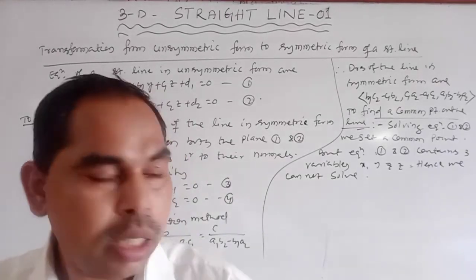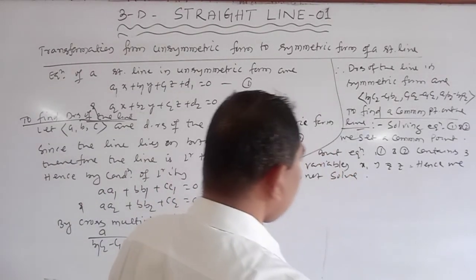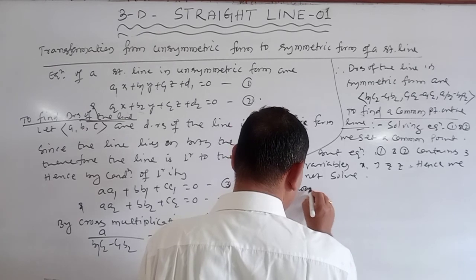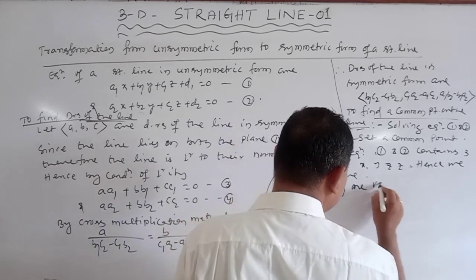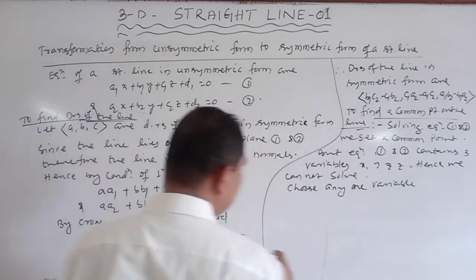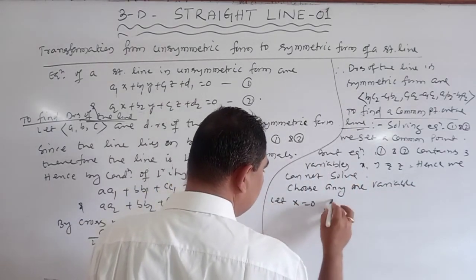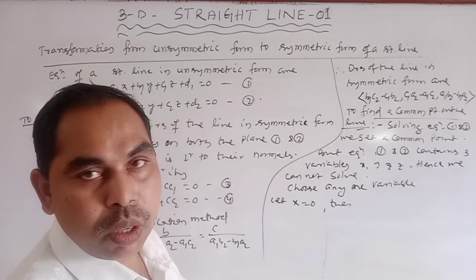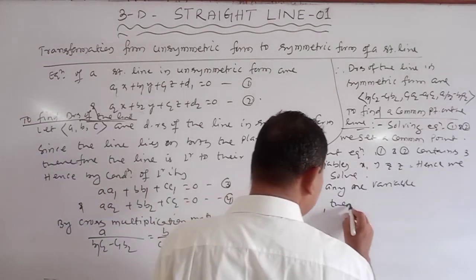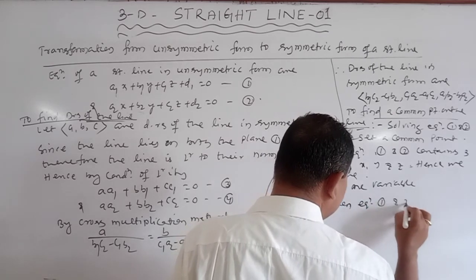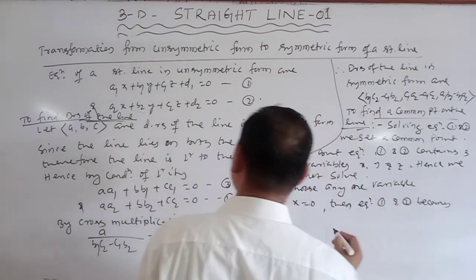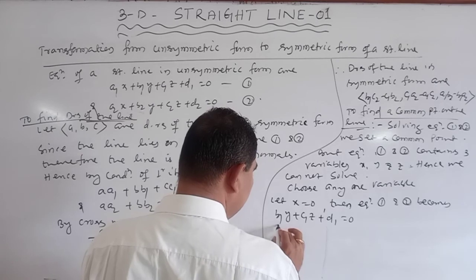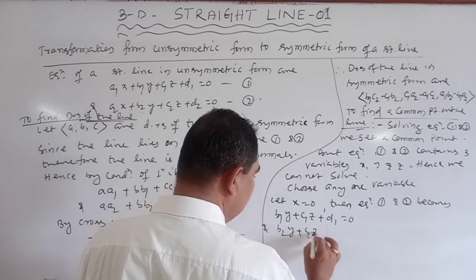Okay. So choose any one variable. Let x equal 0, or 1 or 2, whichever you like. Let x equal 0, then equations 1 and 2 become b1y plus c1z plus d1 is equal to 0 and b2y plus c2z plus d2 is equal to 0.